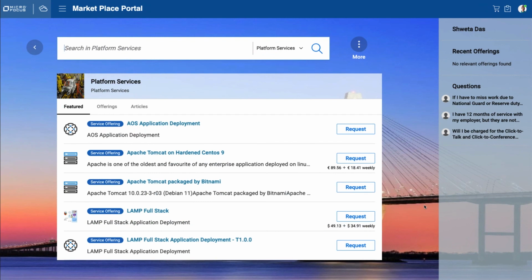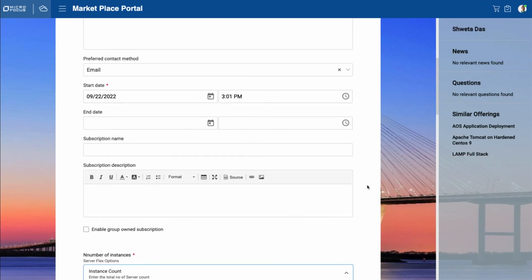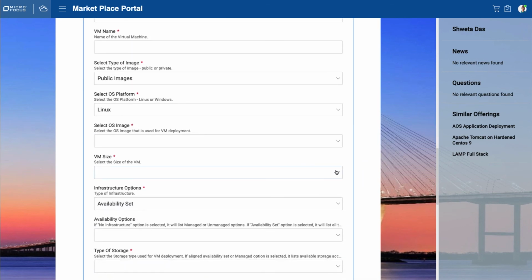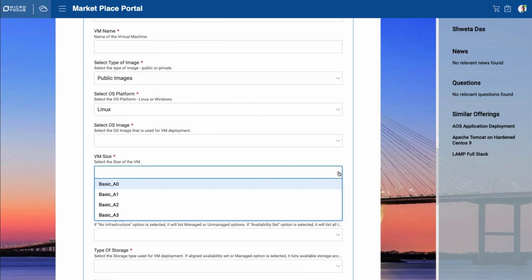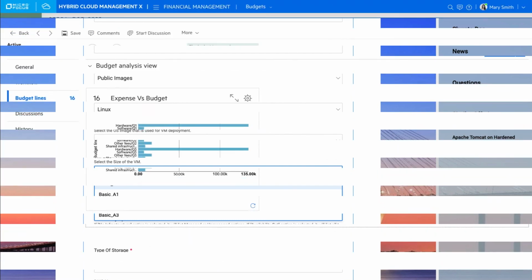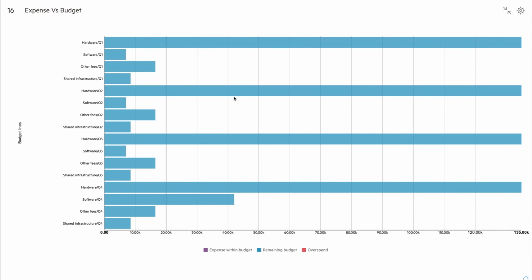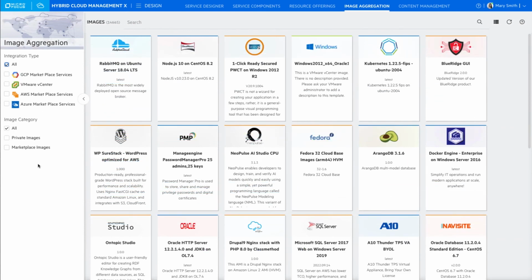When these teams consume the offering, HCMX FinOps Express ensures that the governance policies that you established are applied when the service is provisioned. For all services that are provisioned this way, HCMX FinOps Express features an advanced financial module that tracks actual costs versus budgets at the level of your business units. So with our proactive cloud cost management, you can fix overspending by preventing it from happening in the first place.